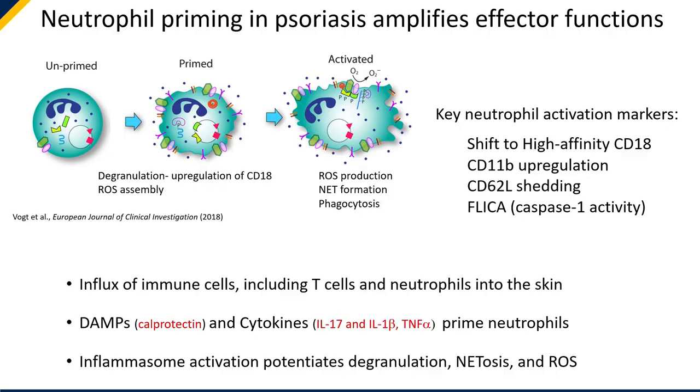Upon rolling to arrest in microcirculation, neutrophils release DAMPs. One prominent DAMP is calprotectin. Once released, it primes neutrophils for enhanced inflammation during degranulation and inflammasome pore formation.